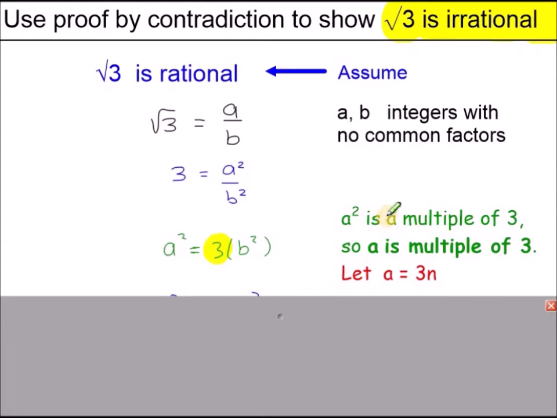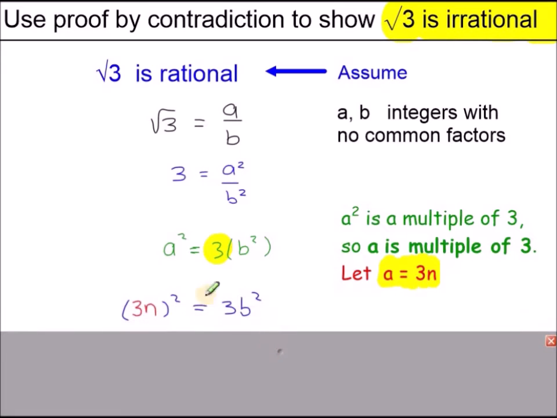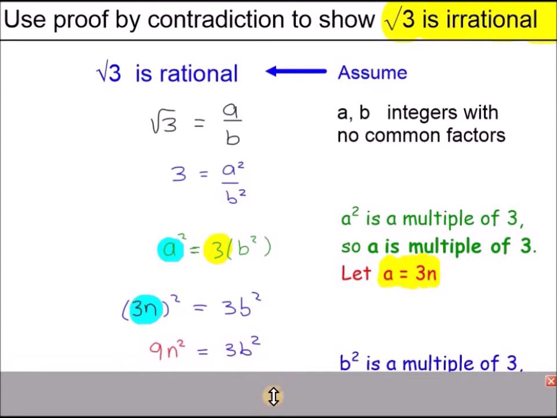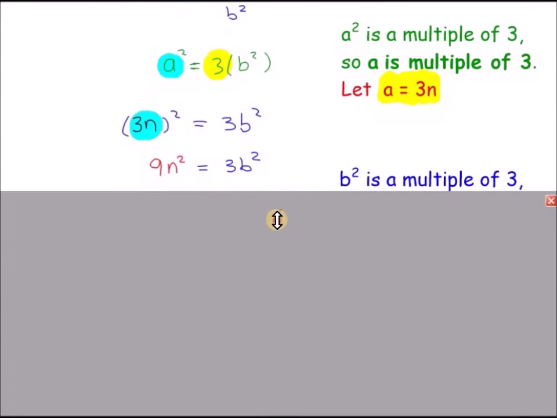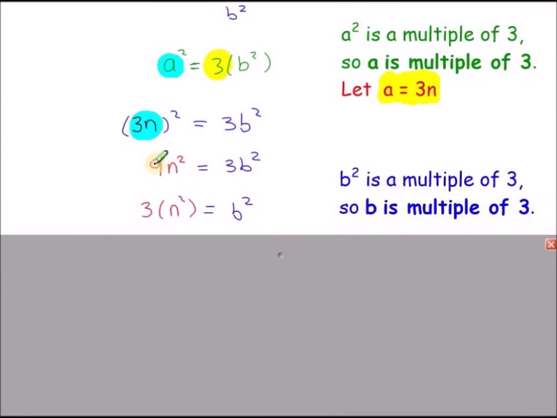If a squared is a multiple of 3, that means a is a multiple of 3, and we can write a multiple of 3 like this. So I've replaced the a here with 3n to get this. Expand the brackets, divide both sides by 3, so now we see that b squared is a multiple of 3.